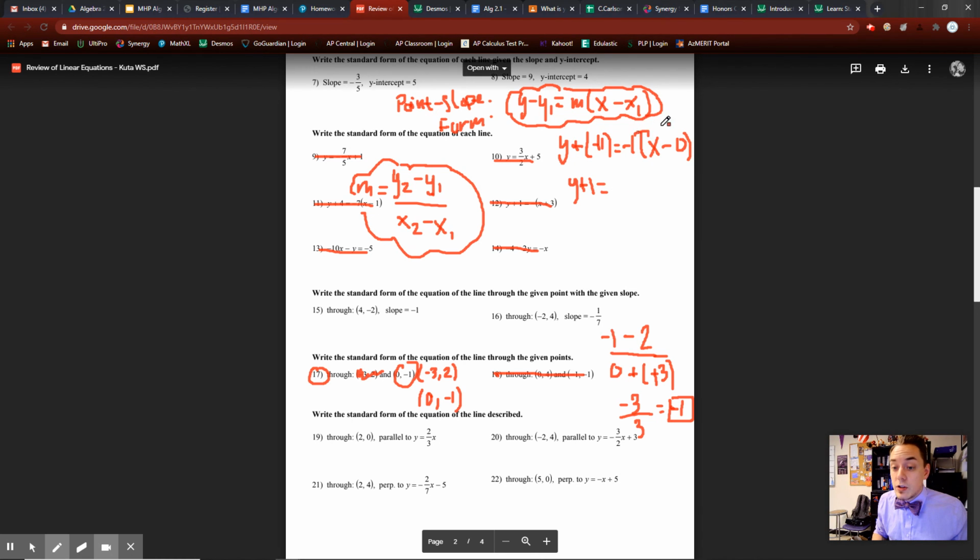If I distribute through, it's just -x, okay, and then -1 times 0 is 0. So then how do I solve for y? I just subtract the 1 over here. So that is my final answer.